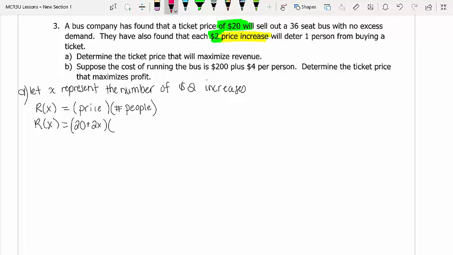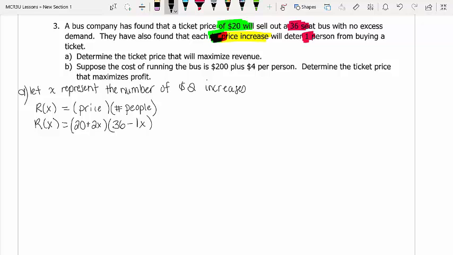Okay, in terms of number of people, we know that there are 36 people on that bus, and it decreases by 1 for every $2 increase. You can see how everything always comes back to depending on that $2 increase. So 36 people in total minus 1 for every $2 increase. So there's our equation. Now let's find our zeros, because that's the first step to finding the vertex.